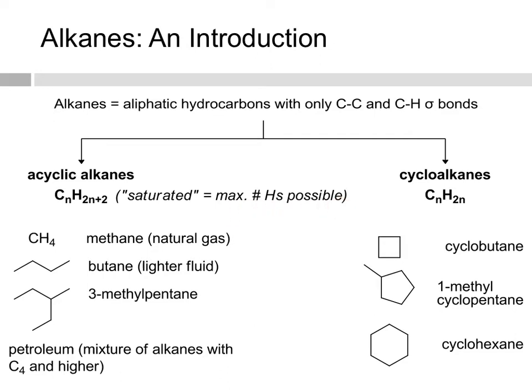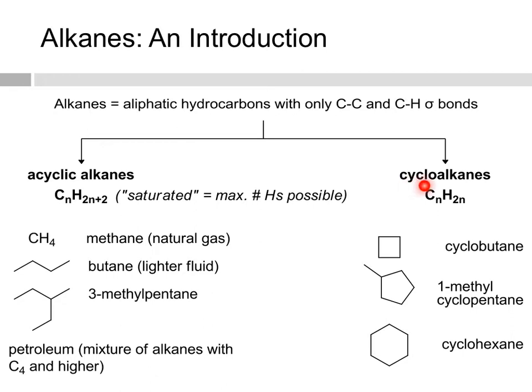They have a molecular formula of CnH2n+2, and common examples are methane and butane. 3-methylpentane is an example of a branched alkane, so it's branched at this point. Petroleum is a mixture of alkanes with 4 carbons or higher.